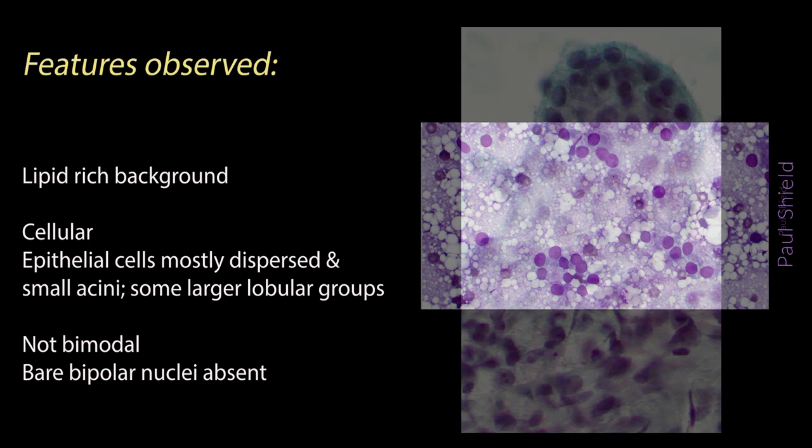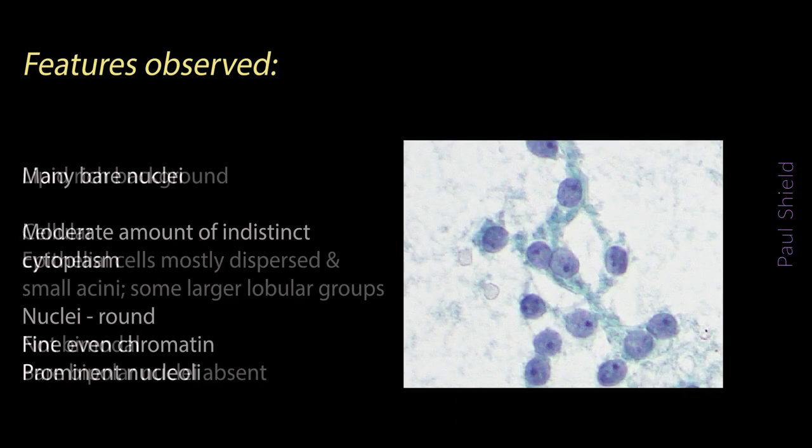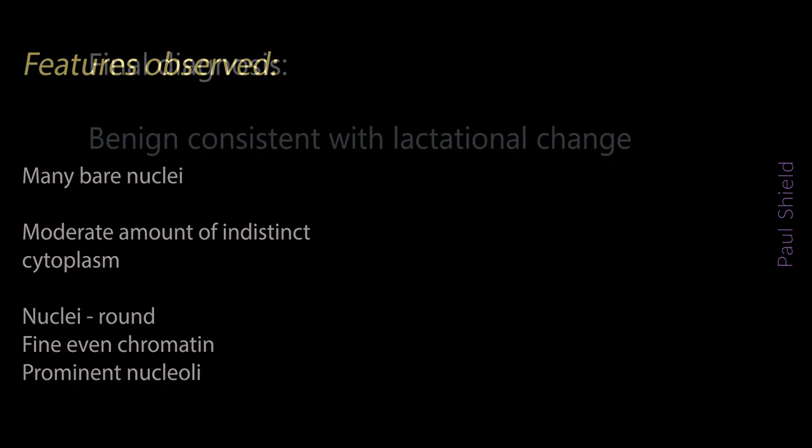There were some small acini present, and there are a couple of larger tissue fragments that seem to show lobular groups of epithelial cells. There was really no evidence of bimodality or bare bipolar nuclei in the background. Single nuclei were present, but these were all uniformly round, and many of them had little nucleoli present in them. Where there was cytoplasm, there was a moderate amount of that present, and that showed a little bit of vacuolation, particularly in some of those intact tissue groups.